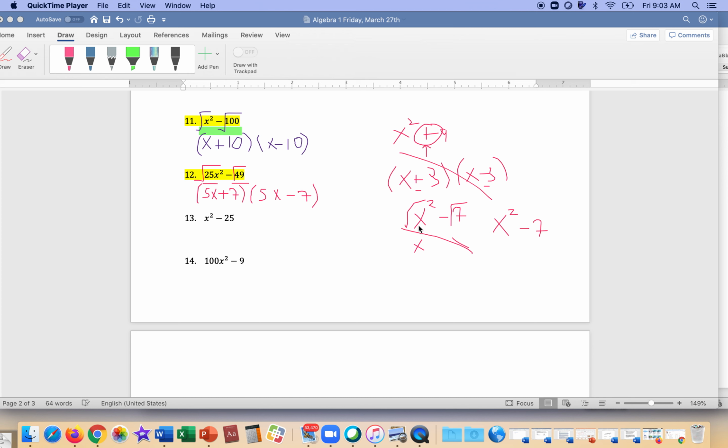So, and same thing down here. Let's say you had x squared and 7. If you take the square root of x squared, you get x. But square root of 7 is a decimal, an irrational number, so you can't factor that any further, okay?